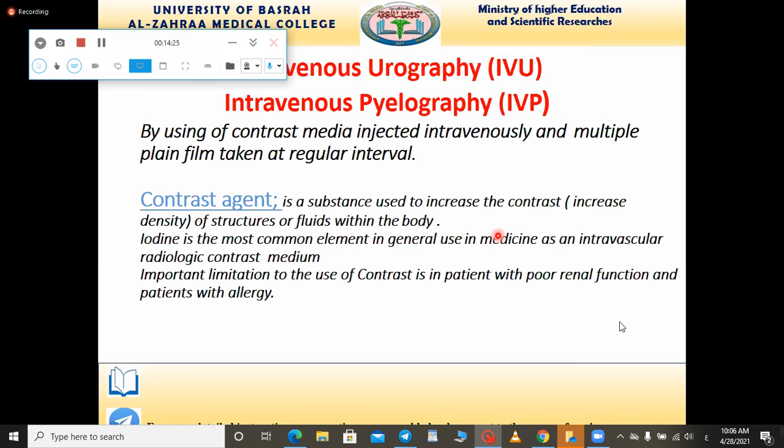بالحقيقة, there is no Arabic translation for the word contrast, but by definition, it is a substance used to increase the density of structure or fluid within the body. يعني هو مادة سائلة نحقنها بالbody. When the body takes it, it will increase the density of that structure. There is a lot of material that has this contrast characteristic, but iodine is the most common element in general use, not only in urology, but in the whole of medicine, as an intravascular radiological contrast medium.